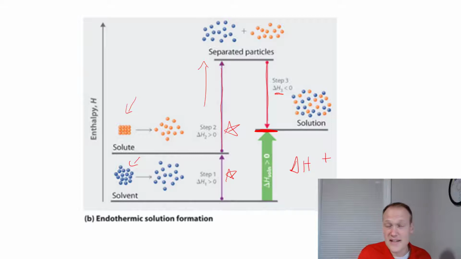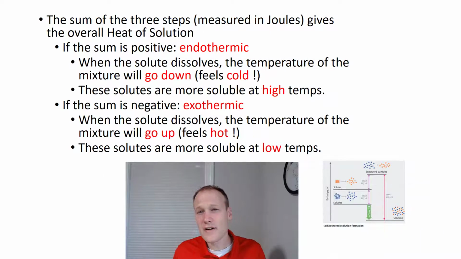What this means is that this solution took on more energy than it released, and therefore this would be an endothermic solution. It's ending with more energy within the system than it started with. So if we take a look at the sum of all three of these steps, this is our overall heat of solution. If the sum of those three steps is positive, we would call this endothermic. That means the system is taking on more heat than it's releasing. As it takes on more heat from the liquid and the surroundings, it's going to feel cooler or cold.